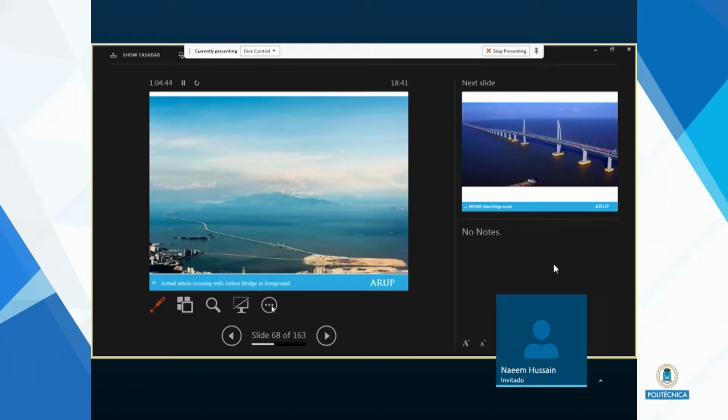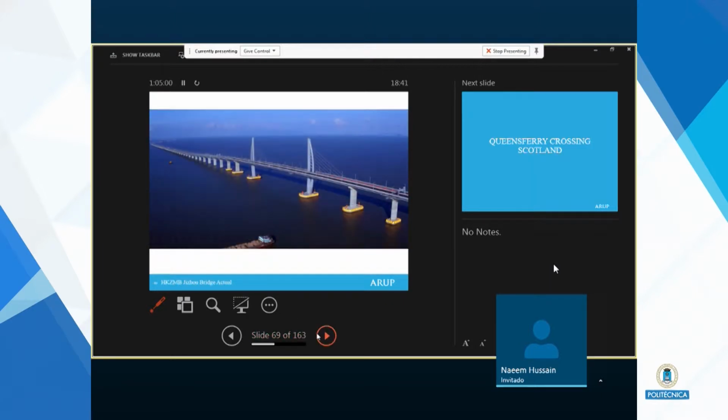So this is Zhuhai, and that's Lantau in Hong Kong in the distance. You can see the 3 bridges. And then this is Zhuzhou Bridge. And that is the actual reality of the completed bridge.